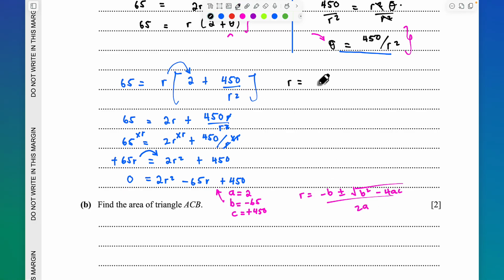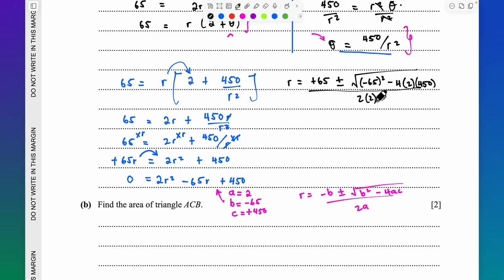Our b is negative 65, which means this is going to become negative 65, which then turns into positive 65, plus minus the square root of b squared, which is negative 65 squared, minus 4 times a. The a value in this case is 2, times C, which is 450. All of this is going to be over 2 times A, which is 2 times 2. Okay, so at this point, I'm going to throw it into my calculator.